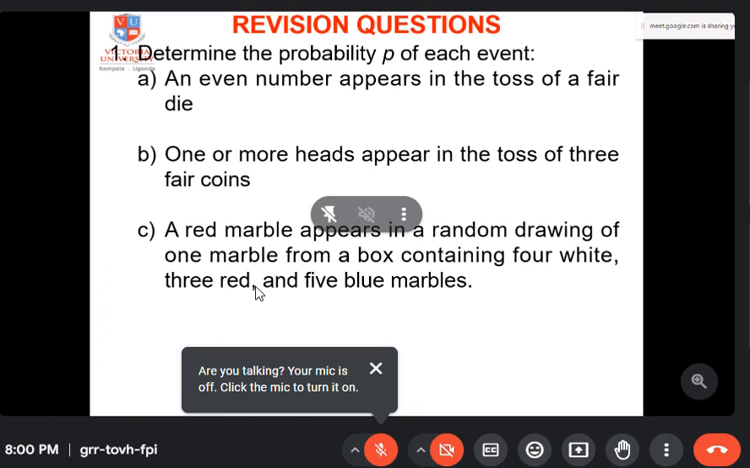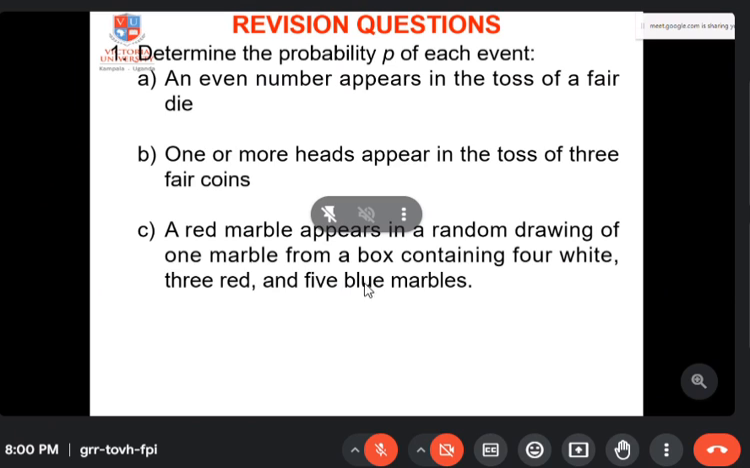Now, the probability of picking a red will be 3 out of 12. Okay, very good. So that will be 3 out of 12, which is, when you reduce that, 1 out of 4. Very good.